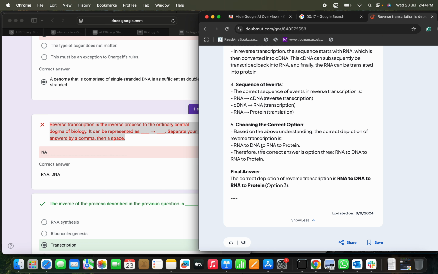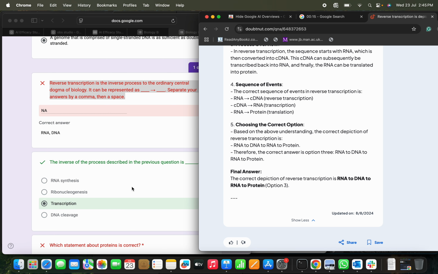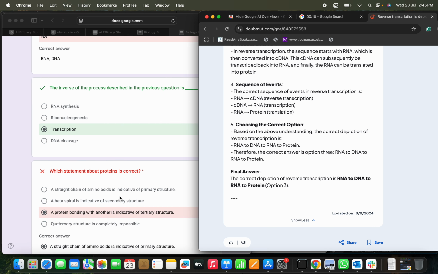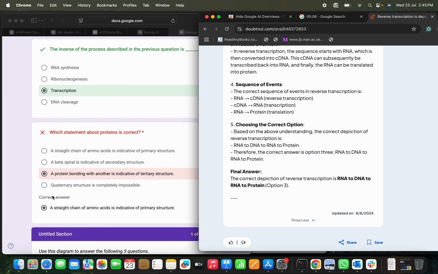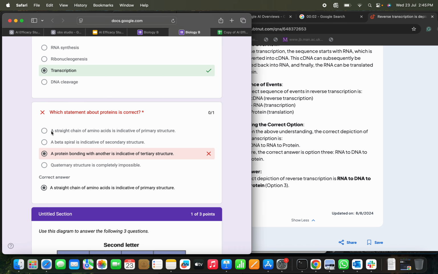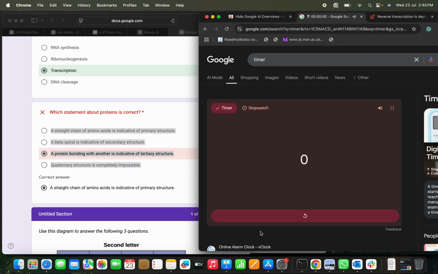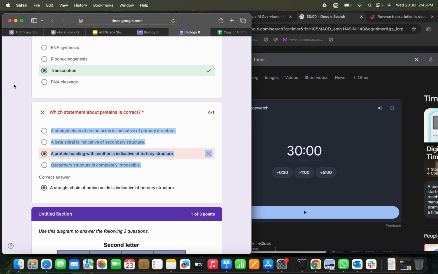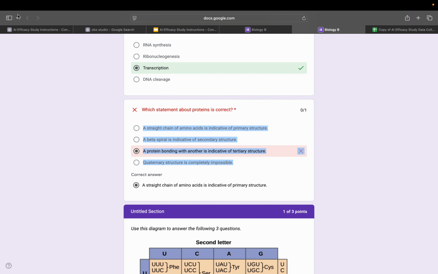Okay, this is called translation. The inverse is called transcription. That I know. A protein straight chain is indicative of primary structure. Okay, so time's up. Alright, so this was the least I could do.